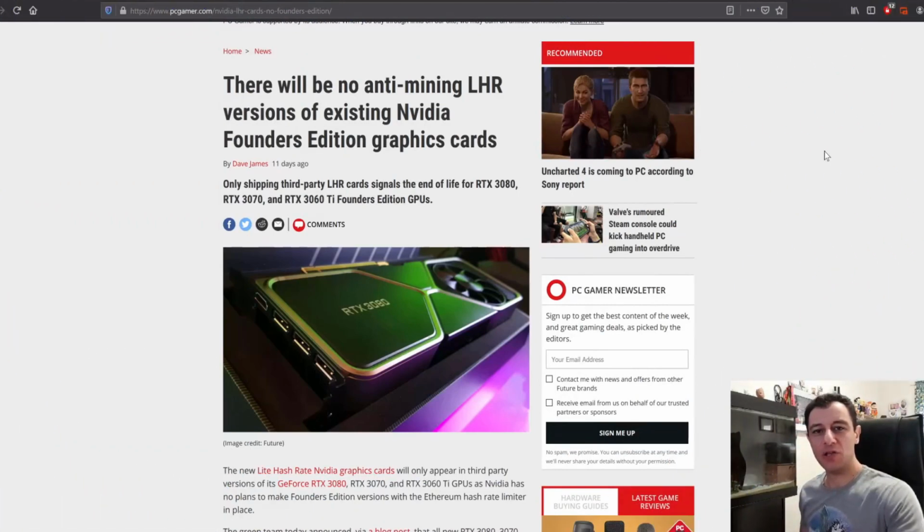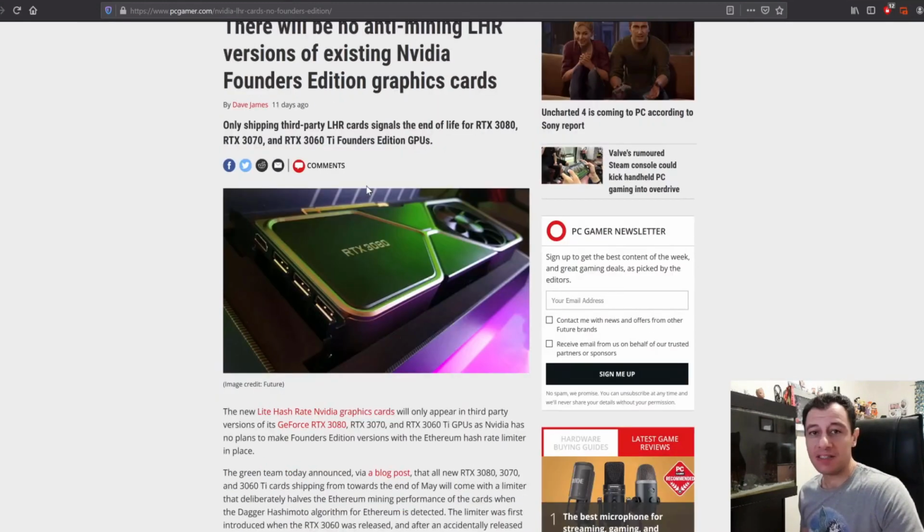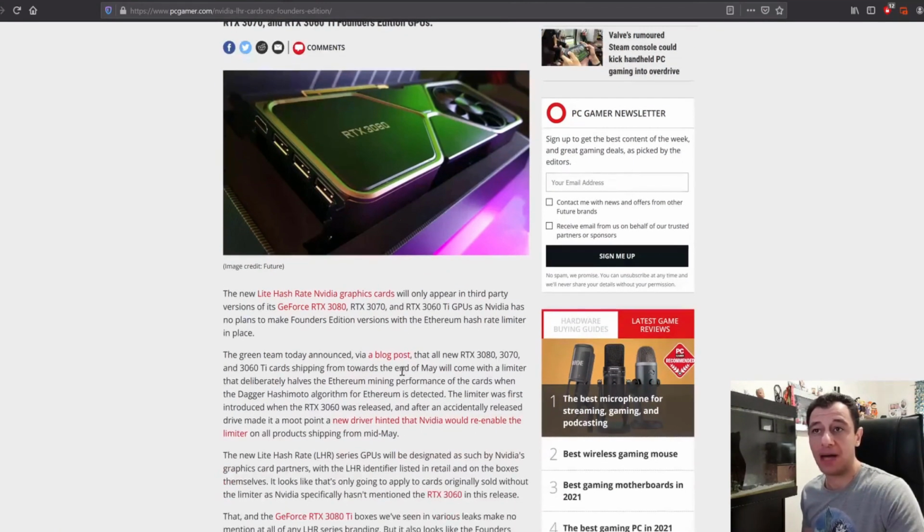Okay, so some new news that I came across is that there will be no anti-mining LHR versions of existing NVIDIA Founders Edition graphics cards. So that means that the RTX 3080, the 3070s and the 3060 Ti GPUs will not have a mining limiter on the Founders Edition, and it will just be present on the third-party cards.